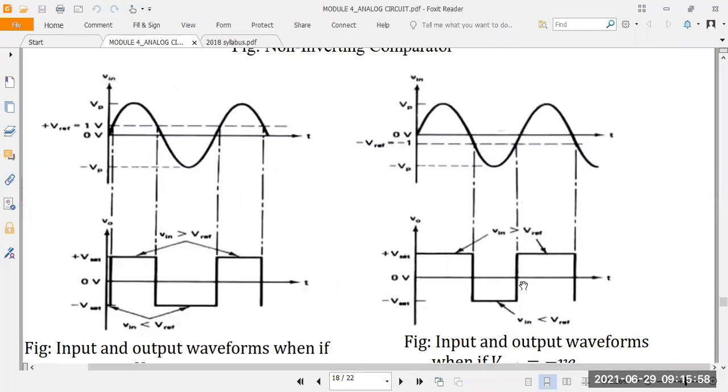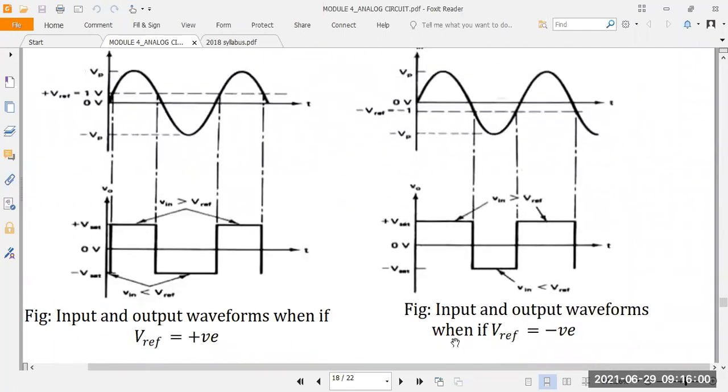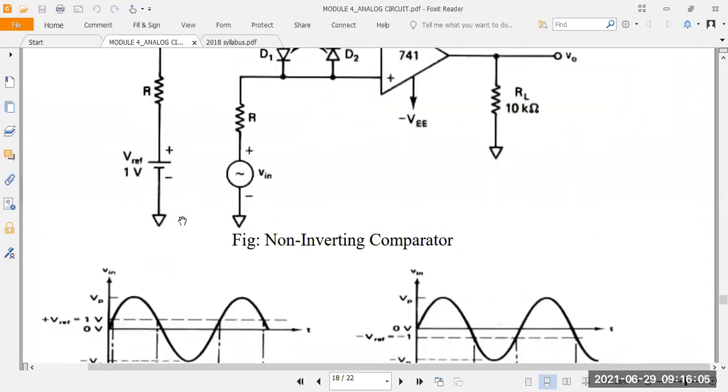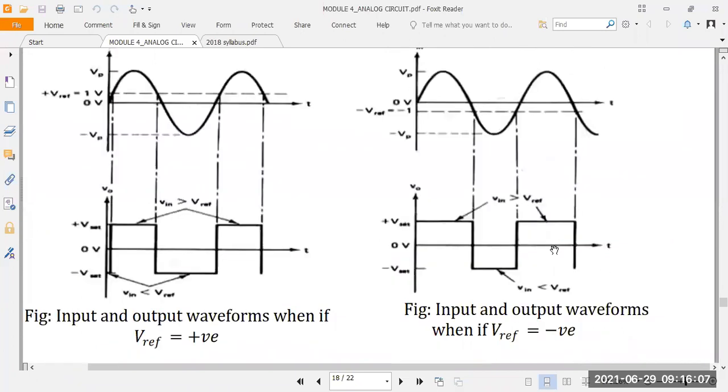Come to the second diagram here. Suppose V reference is negative. Earlier it was positive, right? Suppose V reference is negative here, meaning minus 1 volt. If we take DC as minus 1 volt here, then you have to compare the AC voltage with the negative reference. Same condition: when V in is greater than V reference, you get positive, plus VCC. Suppose when V in is less than V reference, you'll get minus VEE. Understood?